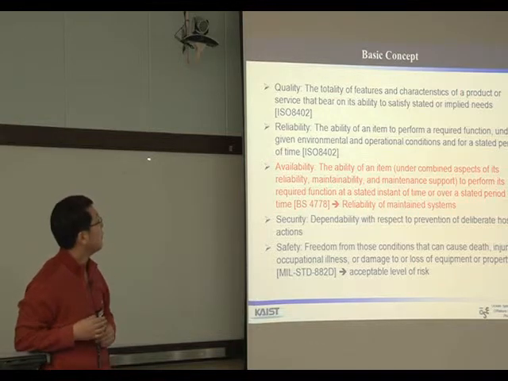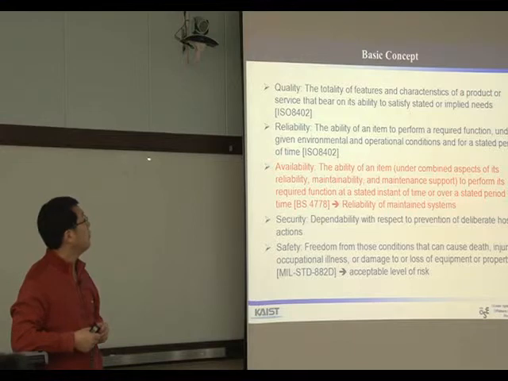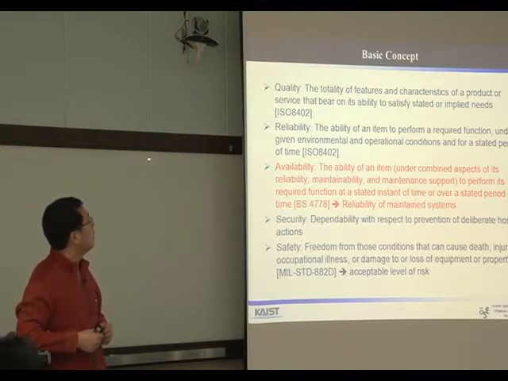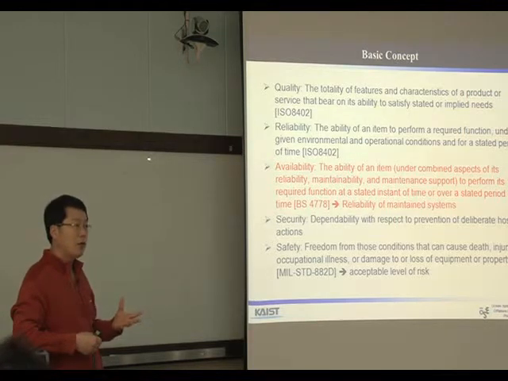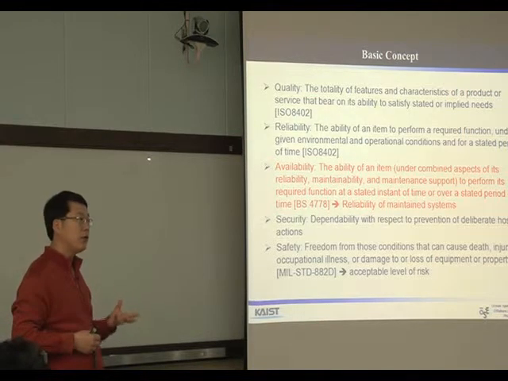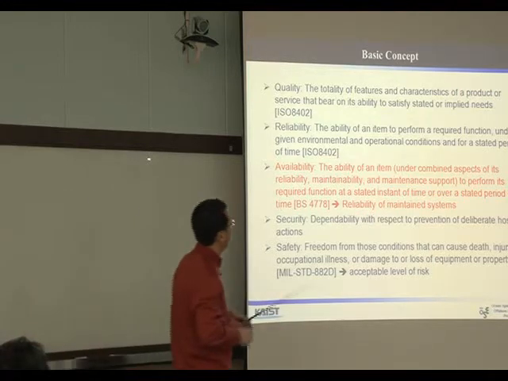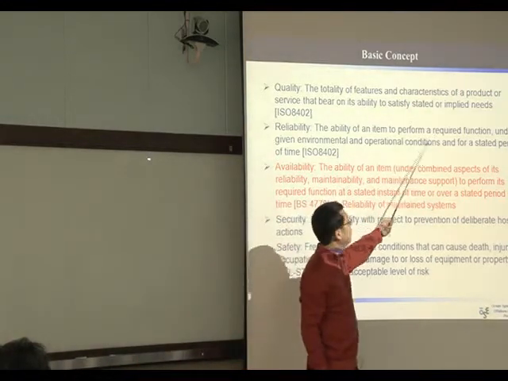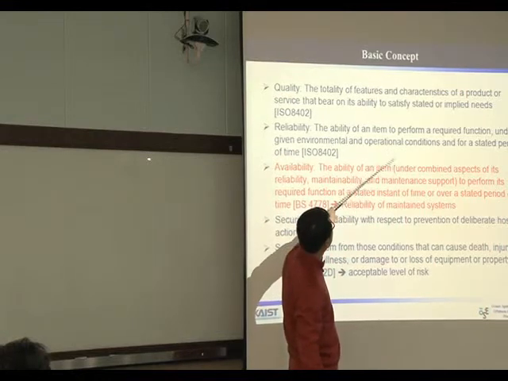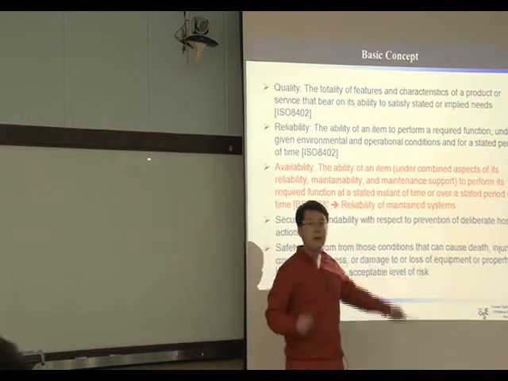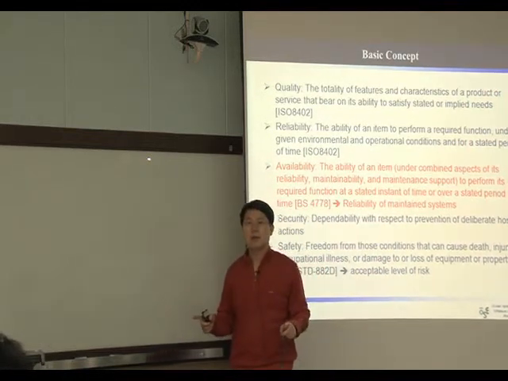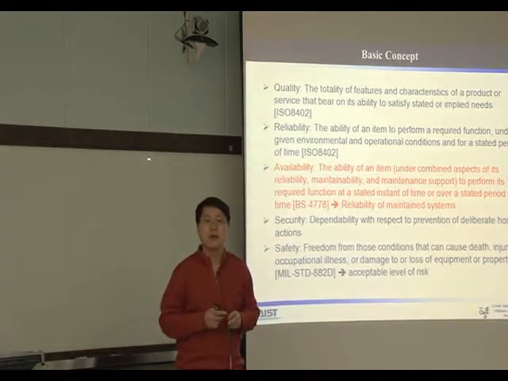So quality had some drawbacks in the engineering field because it had some implied needs, not clearly stated. Second is reliability. Reliability is the ability of an item to perform a required function under given environmental and operating conditions and for a stated period of time. In order to define reliability, we need to define three things. One is function. Second is operating conditions, operating environment. Third one is the time interval. So reliability is a probability.